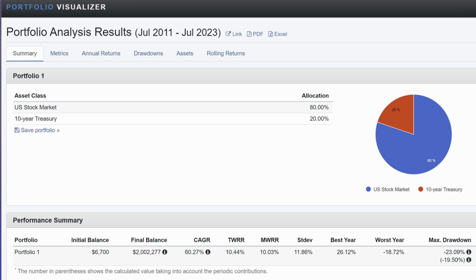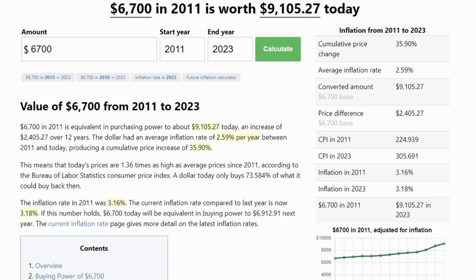Now, what if they waited until they were 55? Very unfortunate. If they waited until they were 55, they would only have 12 years to invest until they reach retirement age. Between the years of 2011 and 2023, they would need to invest, get this, $6,700 per month starting in 2011. $6,700 in 2011 is equal to $9,105 in 2023.